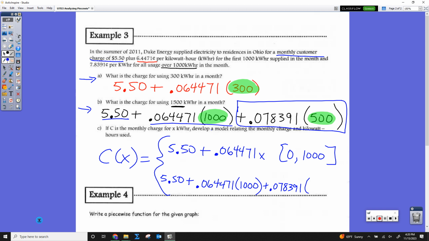So if you look back at the beginning, to get the 500, we said 1,500 minus the 1,000. We've already paid for that first 1,000, we just need whatever's left over. So whatever we use, X minus 1,000 is the part that we're going to multiply by that higher price. The only thing we need to indicate now is the interval, and I can't really fit it, so I put it down here below. That's for anything that's 1,000 or higher. That's our interval for that second part of our piecewise function.